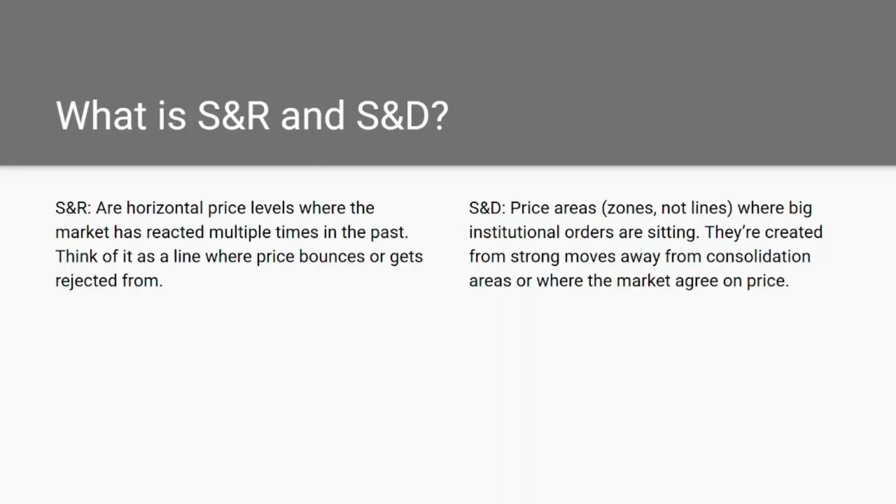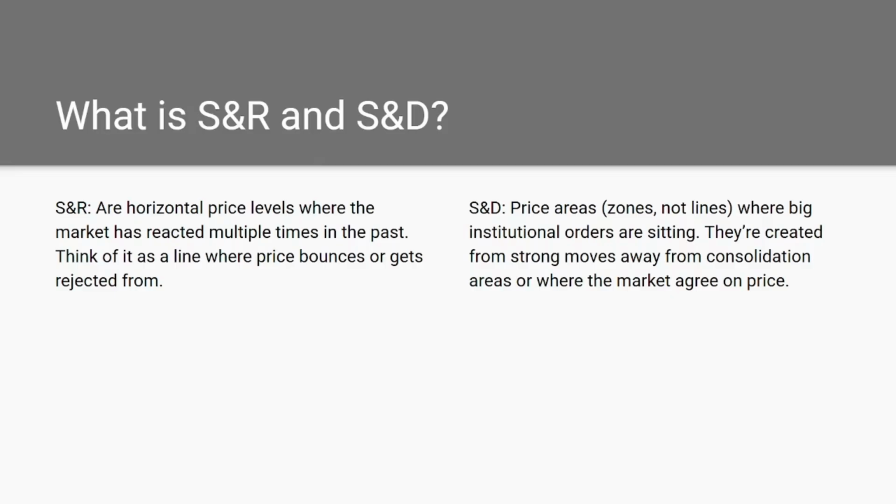What is support and resistance and supply and demand? First, let me start off with support and resistance. Support and resistance are horizontal price levels where the market has rejected from multiple times in the past. Think of it as a line where price bounces or gets rejected from. It's just a line on your chart at highs or lows.